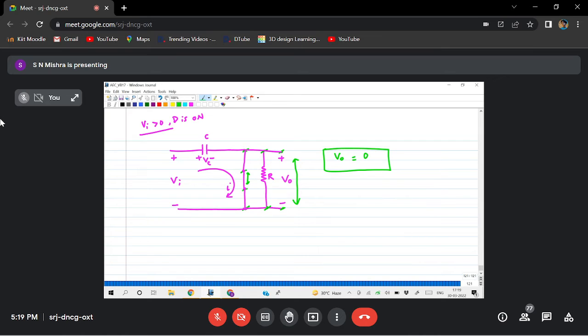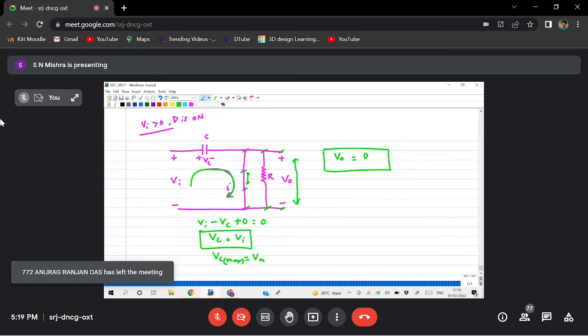How will we know that? Apply KVL in this loop. What will I get? Tell me, what is the KVL? Minus VI plus VC, plus the drop across the short circuit, which is 0. Across the short circuit, 0 equals 0. So VC equals VI. So VC max equals VM. Understood?